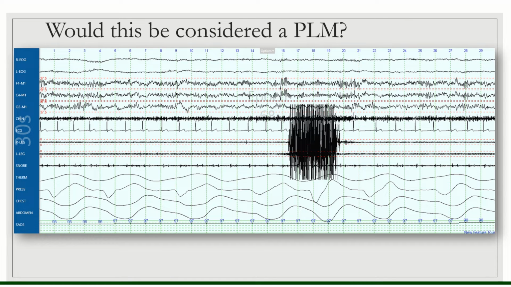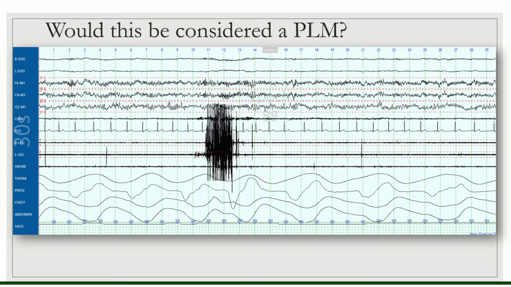All right, so would this be considered a periodic limb movement? No. Even though it looks like a periodic limb movement, the presence of alpha waves is what rules it out. Limb movements cannot be scored during wakefulness. The patient has alpha throughout the entire epoch, so this is not a periodic limb movement. Now, if this patient was asleep, then yes, this would be considered a limb movement. The limb movement seems to happen for a duration of about 3 seconds, between 3 and 4 seconds, I would say.